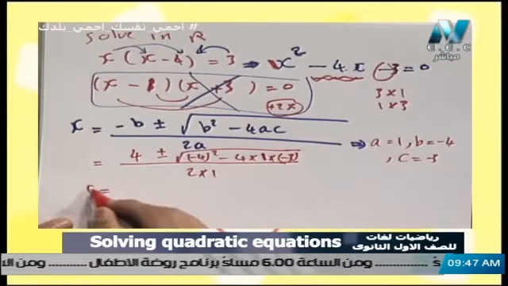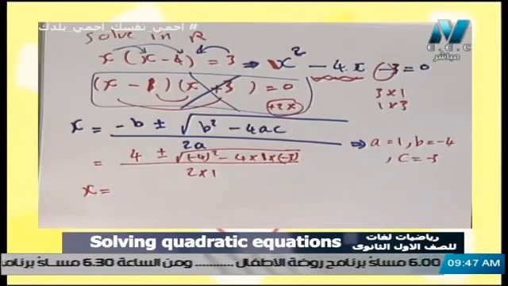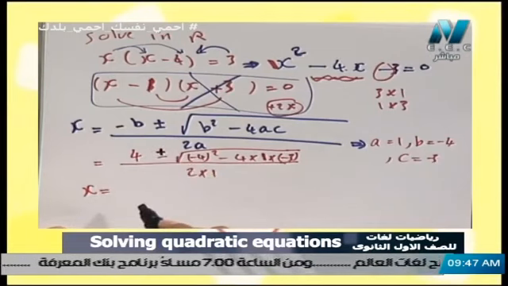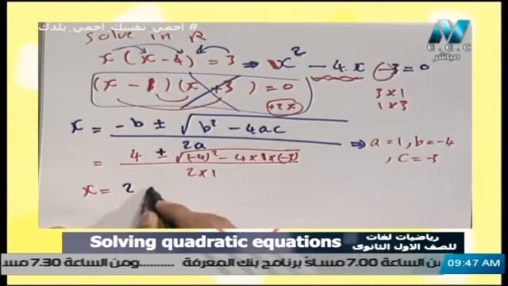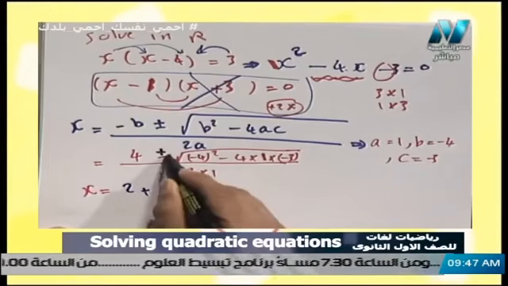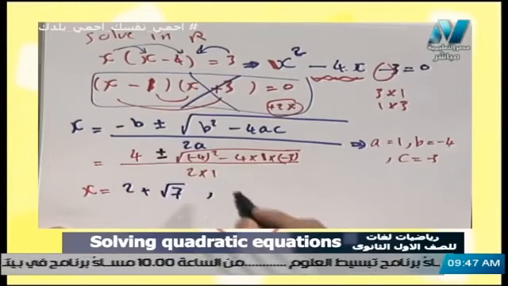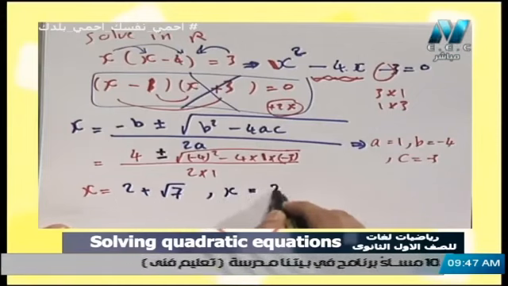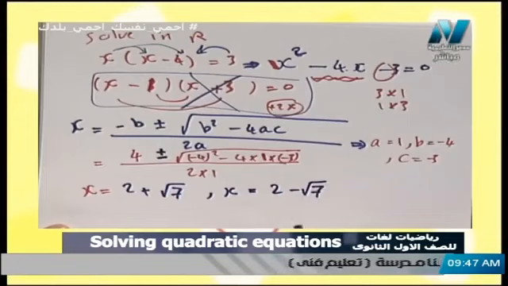And by using your calculator, you will find that x equals, by using plus here, x will be 2 plus root 7. But when you put minus instead of plus, you will find that x equals 2 minus root 7. Okay?